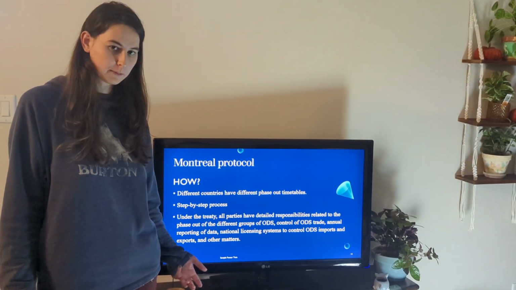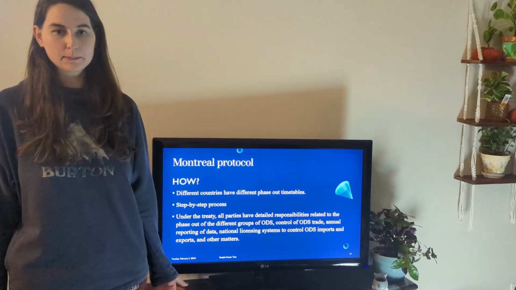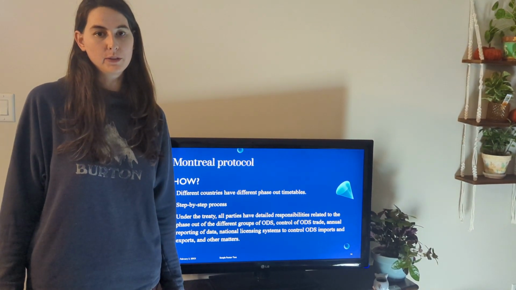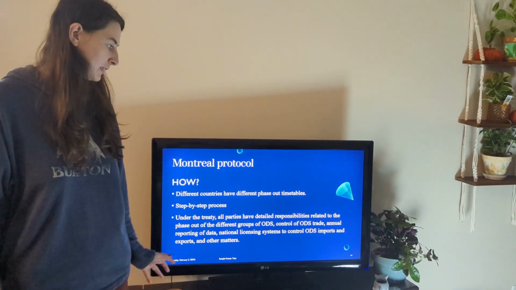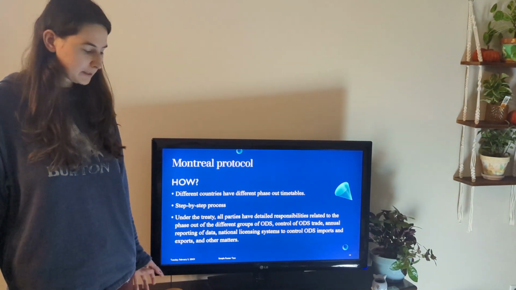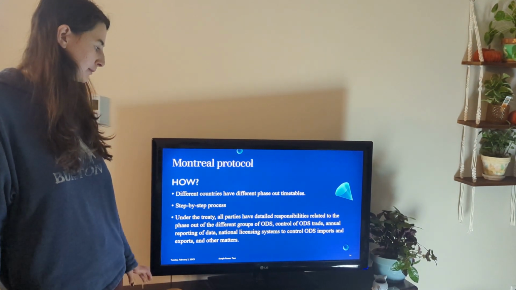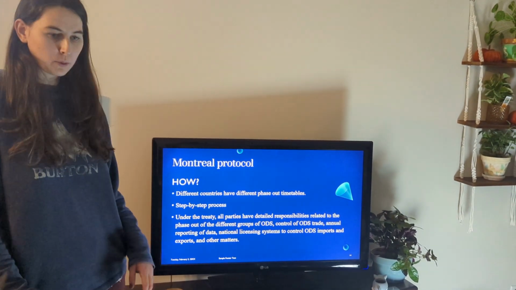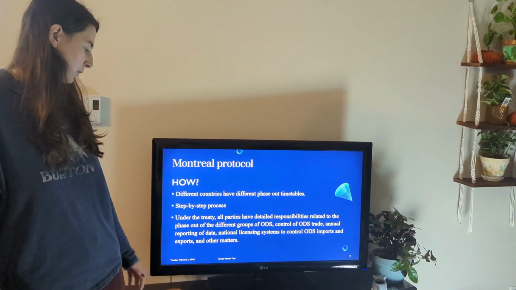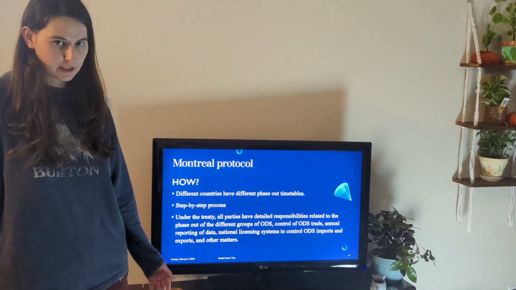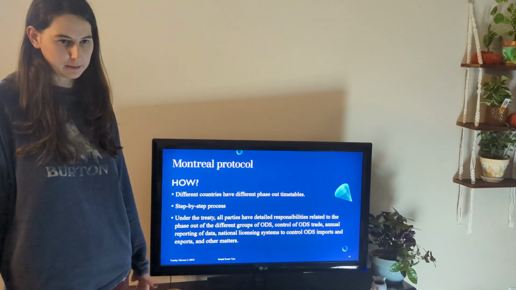Developed countries versus undeveloped or developing countries have different timelines and responsibilities based on when they have to phase out these chemicals. So all parties have the responsibility to phase out different groups of ozone depleting substances. They have to control the chemicals, and they have to report data and different imports and exports of these chemicals. They have a responsibility to report this.